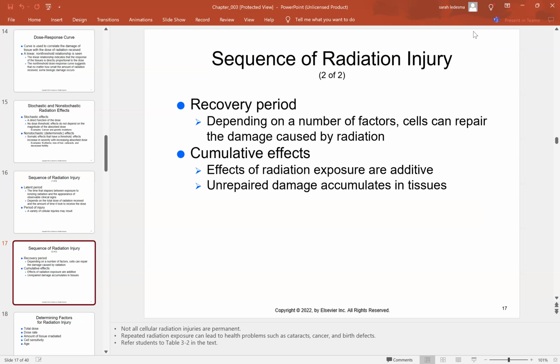The recovery period: depending on a number of factors, cells can repair the damage caused by radiation. And cumulative effects: the effects of radiation exposure are additive. Unrepaired damage accumulates in tissues.